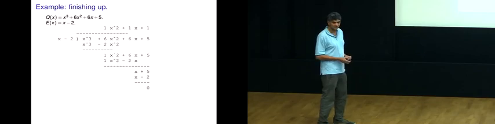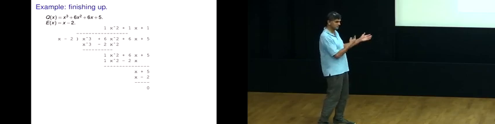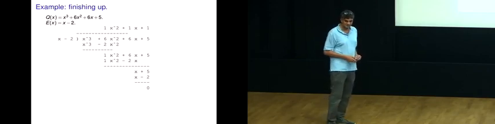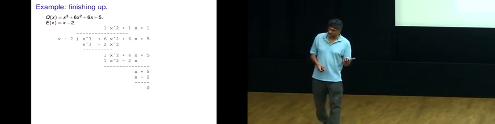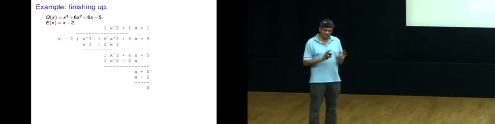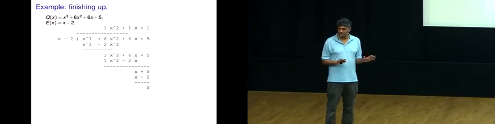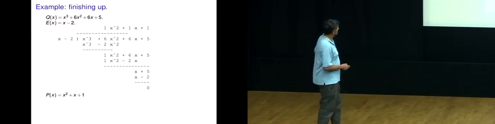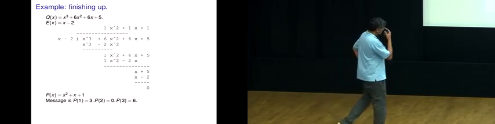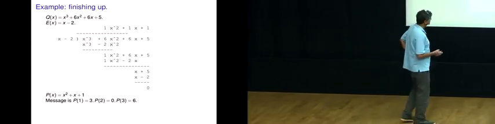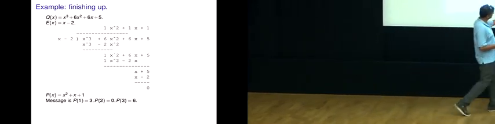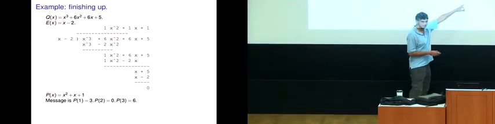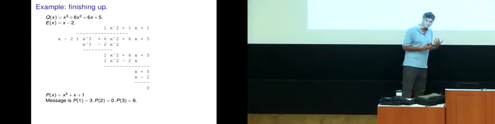X squared plus x plus 1. I mean, you have to trust me a little bit that the calculations in the middle are right. But you see, I did it, right? Just linear equation solving. And that's the original message. Remember, the received word I got was 1 here, right? But through this process, I figured out the original polynomial.